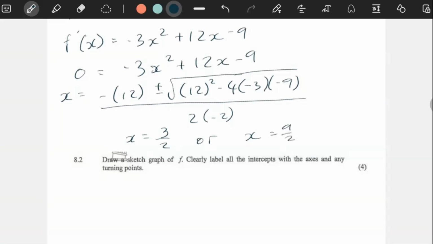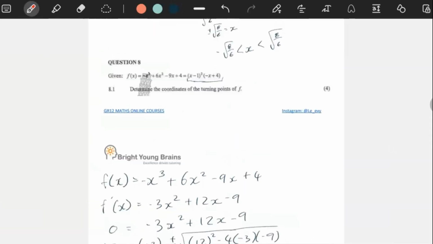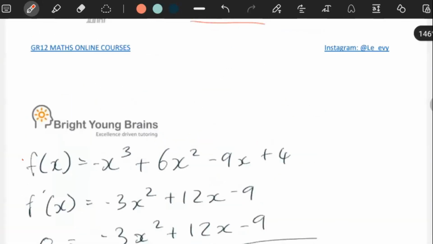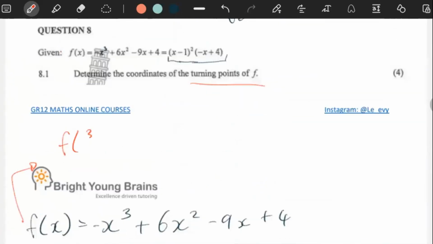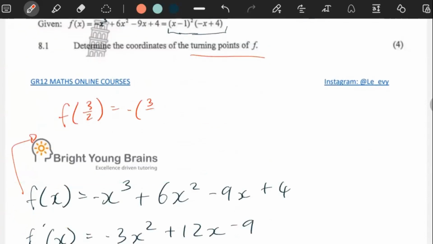So to get the corresponding y values, which we do need, all you can do is throw in, I get it now. Determine the coordinates of the turning points. Well, that's easy. In the graph of f, we're just going to throw in each x value individually. So the first one is 3 over 2. With 3 over 2 for x, that's what you get: negative 3 over 2 cubed, plus 6 times 3 over 2 squared, negative 9 times 3 over 2, and then plus 4.